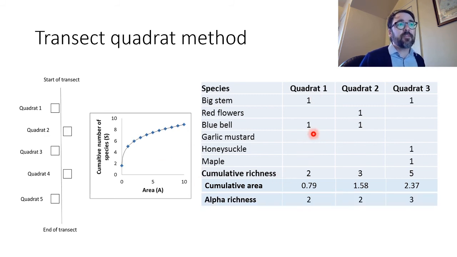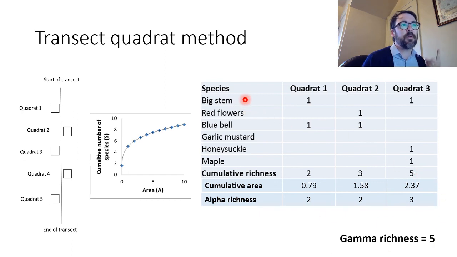Now, just to give you a sense of alpha richness from each of these, alpha richness is the total number of species. So now the cumulativeness doesn't matter. We saw 2 species here, so we get 2. We saw 2 species here, so we get 2. Here we saw 3 species, so we get 3. What's the gamma richness from here? Remember, gamma richness is the total number of species that we saw. Well, that's going to be 5, because the cumulative number is the total number of species we saw.